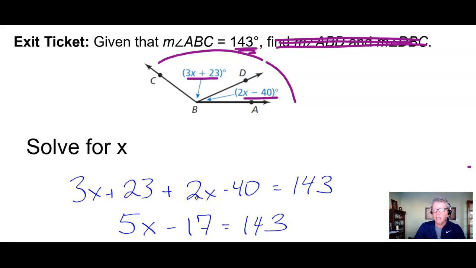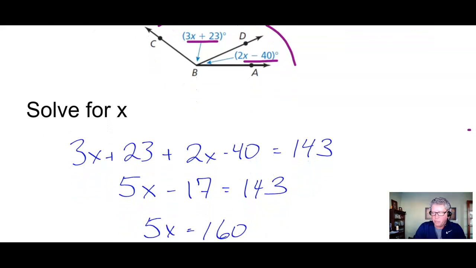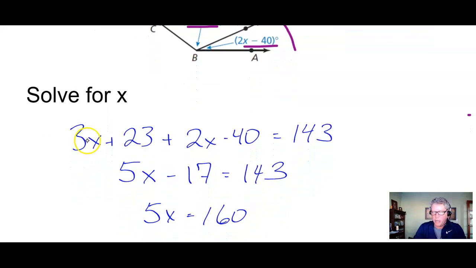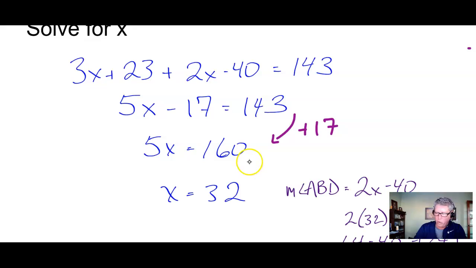Man, I made a mistake on this last night, so I went back and checked my work. It didn't work, so I was like, whoa. So be careful. 3x plus 2x is 5x. 23 minus 40 is negative 17. That's where I made my little mistake. We're going to add 17 to both sides. We're going to divide by 5. And this is what I asked you to find.